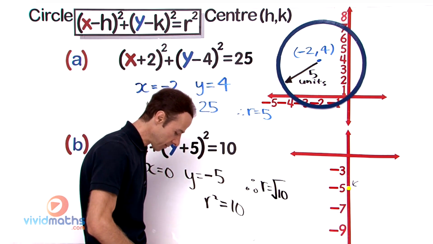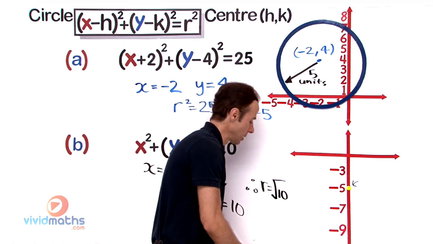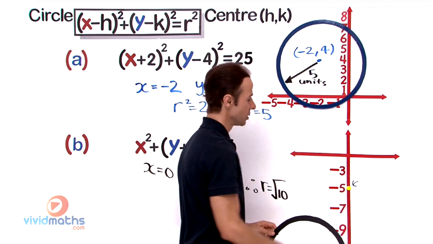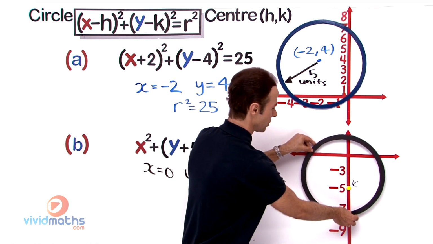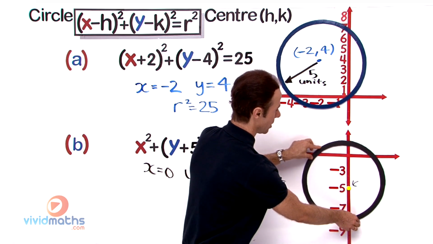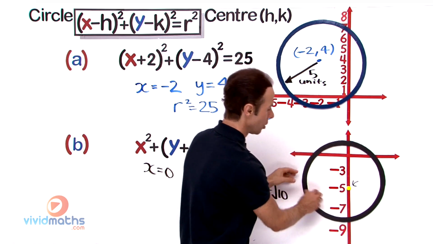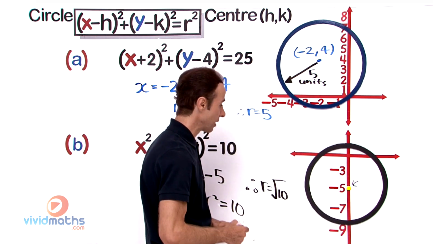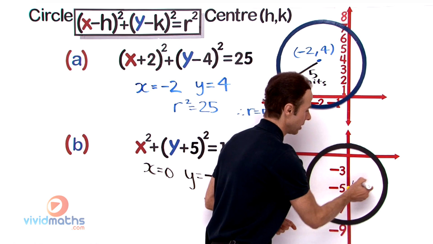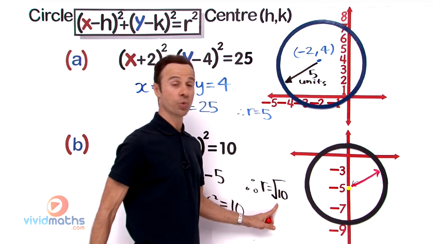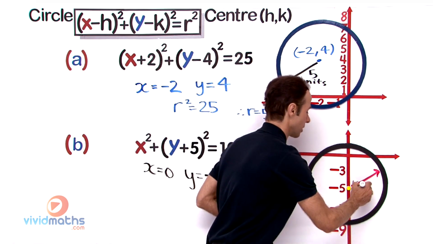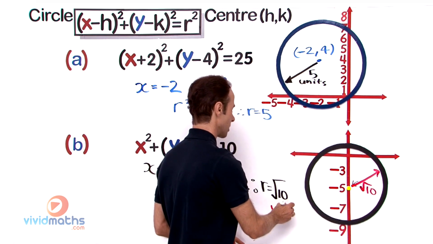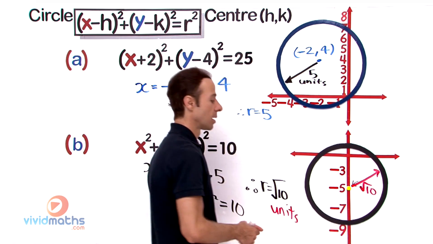So if I was to mark that out roughly, approximately, there's our center there at 0, negative 5. So it would look something like that approximately, with a radius. Let me mark out that radius. The radius would be the square root of 10. And that'll be square root of 10 units. And there you have it.